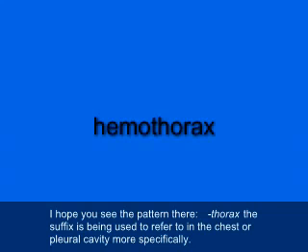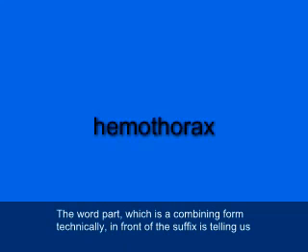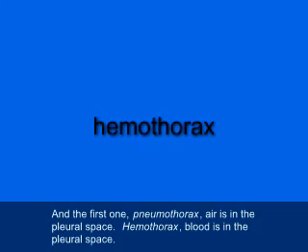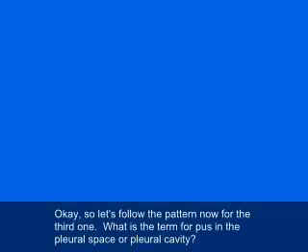Thorax, the suffix, is being used to refer to in the chest or pleural cavity, more specifically. The word part, which is a combining form technically, in front of the suffix, is telling us what is wrong. That is, what is in there that should not be. Okay? In the first one, pneumothorax, air is in the pleural space. Hemothorax, blood is in the pleural space. Okay? So let's follow the pattern now for the third one. What is the term for pus in the pleural space or pleural cavity?